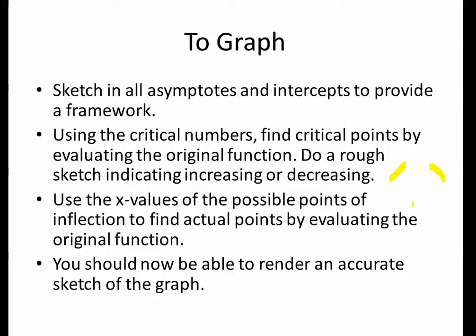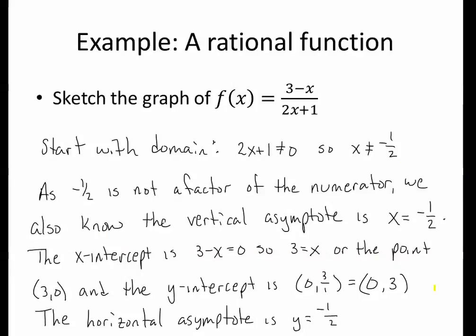We'll then use the x values of the possible points of inflection to find actual points of inflection by evaluating the original function, always going back to the original to find y values. We could do a little sketch of concave down, a little sketch of concave up in the region to let us know where things are. And from there, possibly with a few extra points just for specifics, we should be able to render an accurate sketch of our graph. Let's look at this rational function.